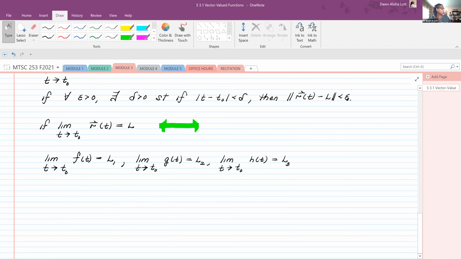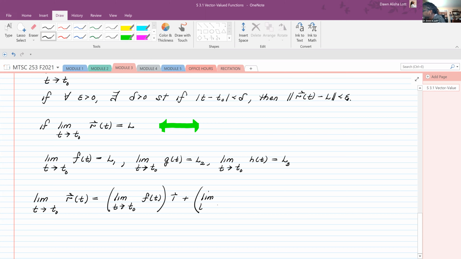Okay, so this is not a hard concept. It basically means the limit as t approaches t naught of r of t says find the limit as t approaches t naught of f of t i, plus the limit as t approaches t naught of g of t j, plus the limit as t approaches t naught of h of t k.